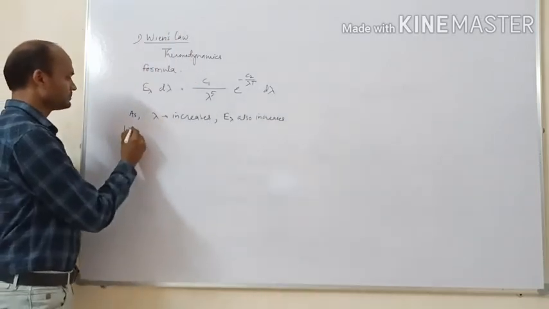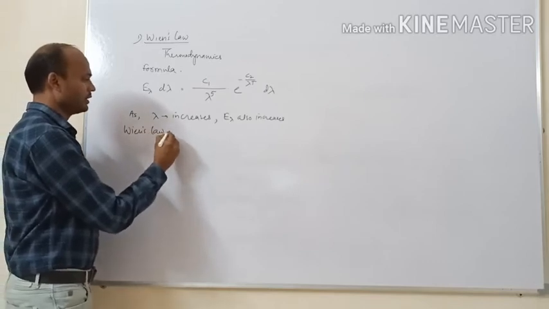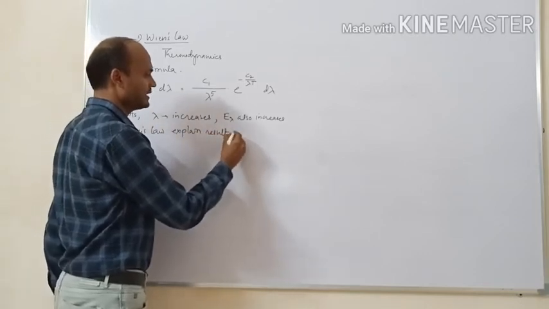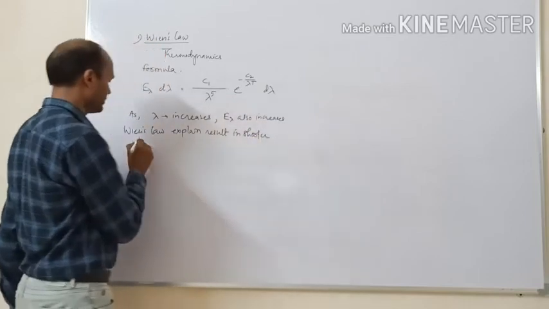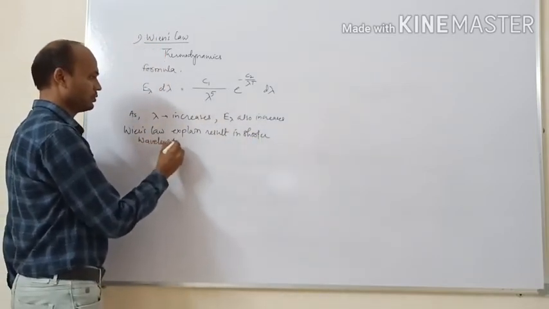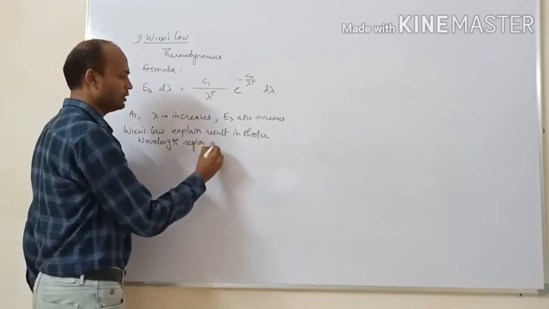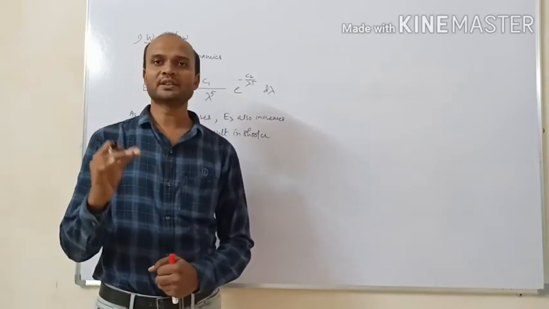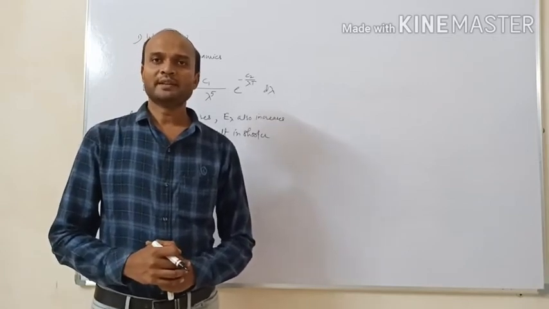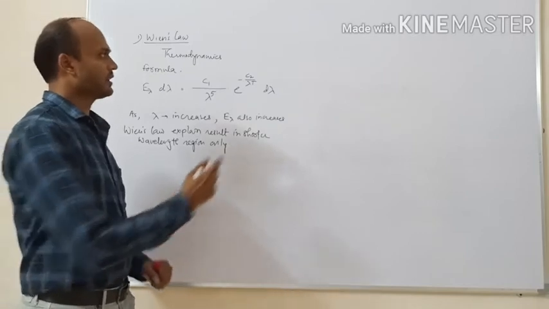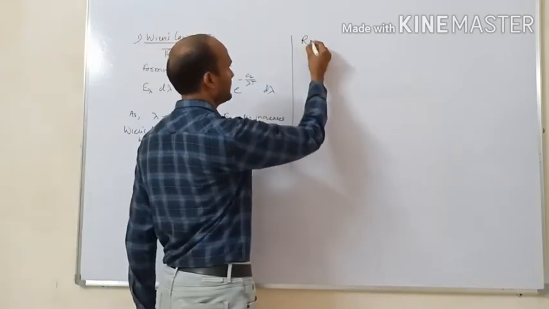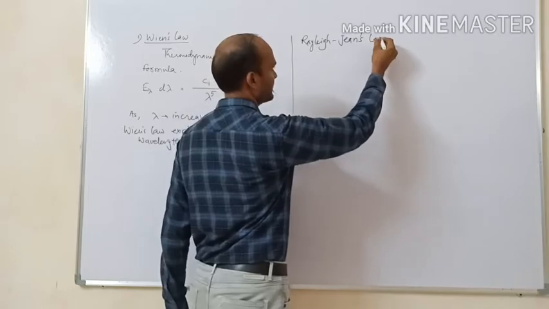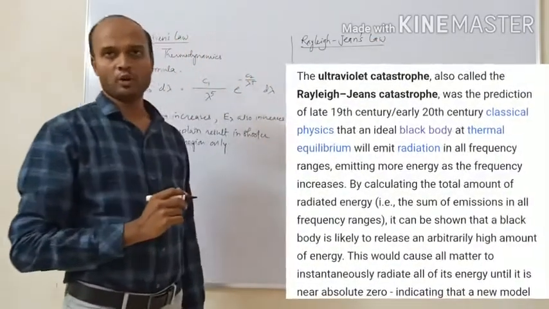So Wien's law explains the result in the shorter wavelength region only, not in the longer wavelength region. Means the complete black body radiation spectrum cannot be explained by Wien's formula, and that's why another attempt was made by scientists Rayleigh and Jeans, and that is called Rayleigh-Jeans law.